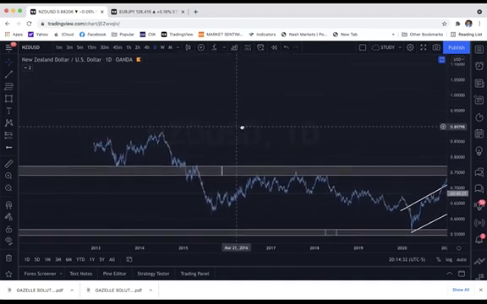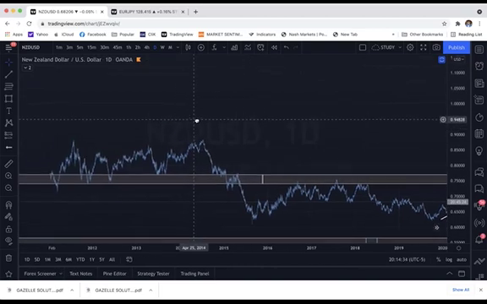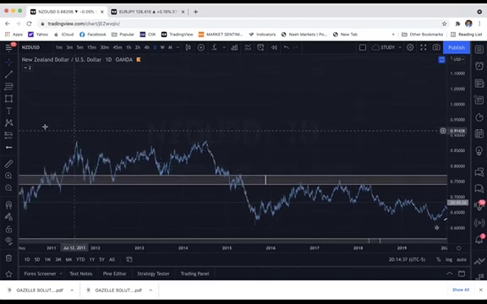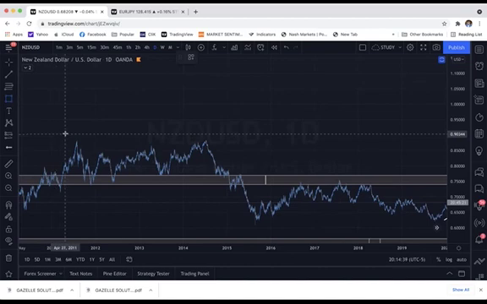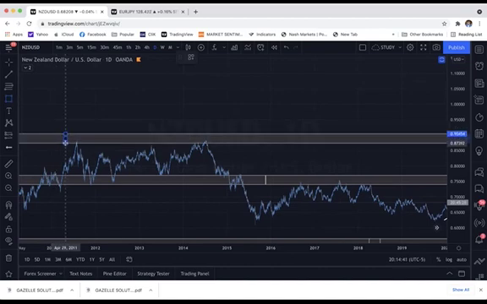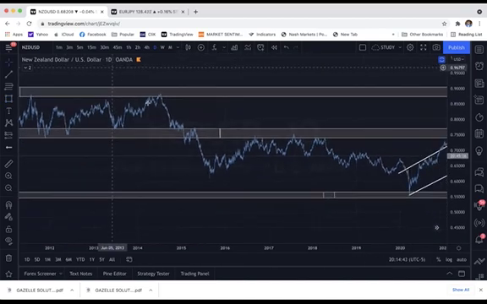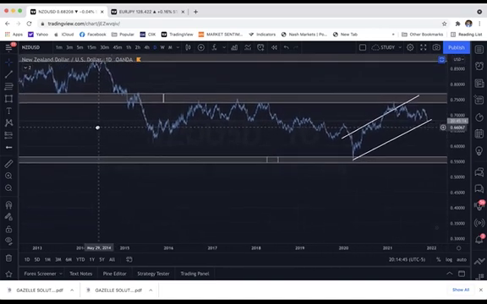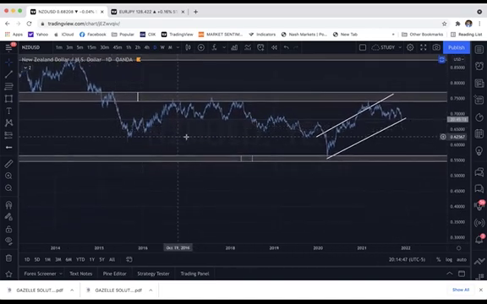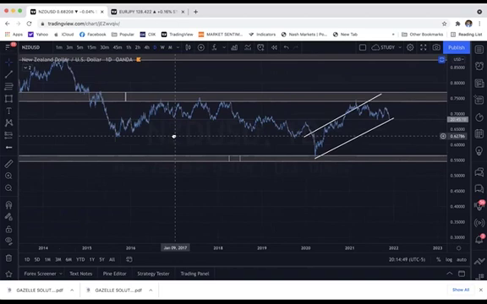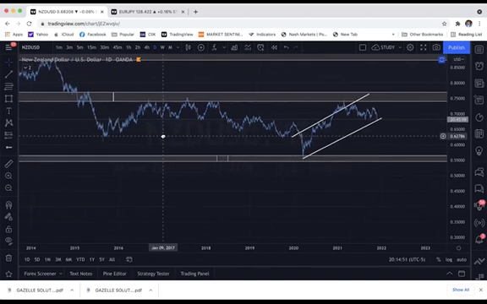Right here, we see a major place where it touched multiple times and we saw a big response. I consider this a major level of structure on the daily. Y'all see that? We look for places of multiple touches and we look for places where we see strong rejection. That makes sense. All right.